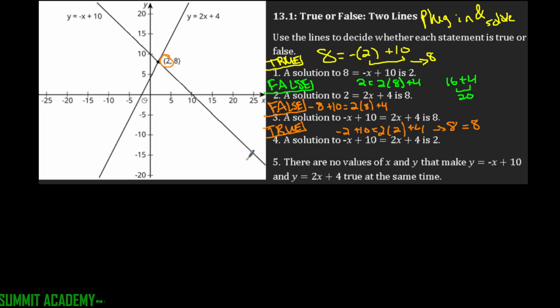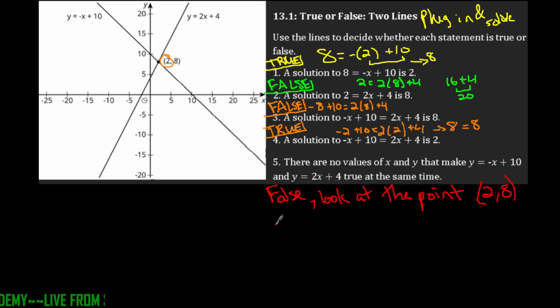Number 4 is true. And then for number 5, it says there are no values of x and y that make y equal negative x plus 10 and y equal 2x plus 4 true at the same time. Well, we know that's false because we look at the point 2, 8. It is a solution because it's where those two lines intersect. We have to be careful though, because we're saying when x equals 2, both of those y values are going to be 8. So it has to be each of those situations.